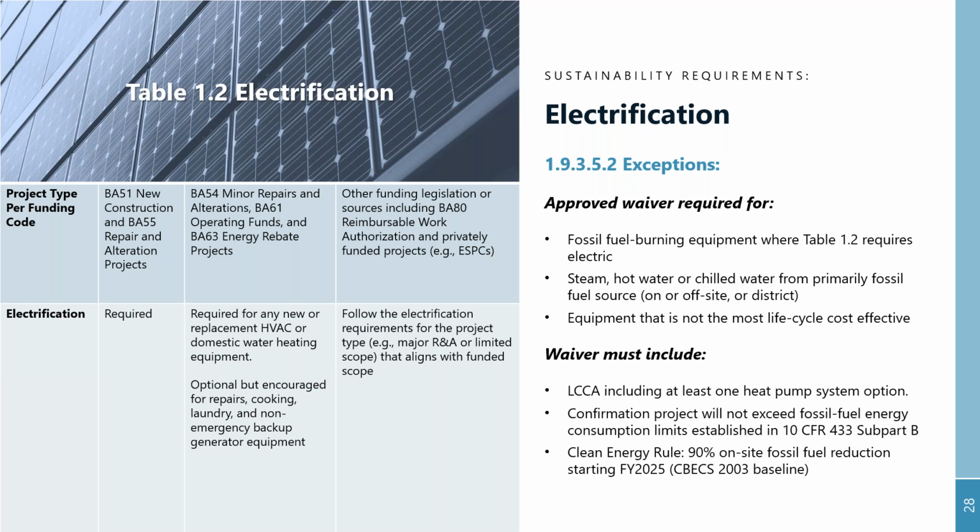And if you've done the analysis and it's demonstrated that it's not life cycle cost effective, you need a P100 waiver. The waiver needs to include that whole life cycle cost analysis with at least one of the alternatives being a heat pump technology. But critical to this is this clean energy rule. You need to demonstrate that you are meeting that 90% on-site fossil fuel reduction beginning in fiscal year 2025, which is the AIA 2030 Challenge goals, as we're all familiar with. We reached that 90% reduction level in 2025.